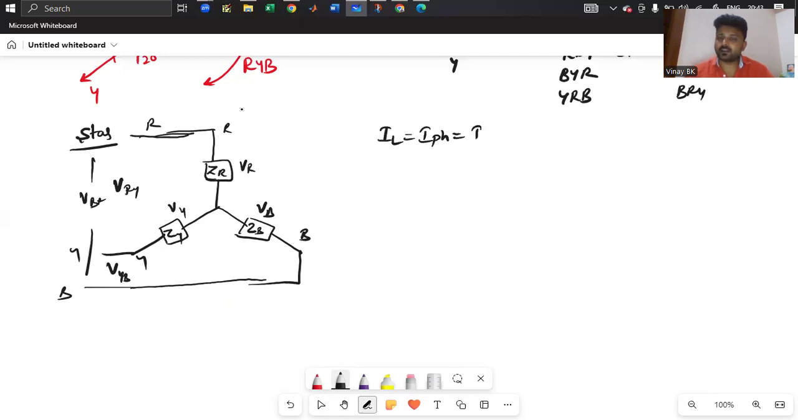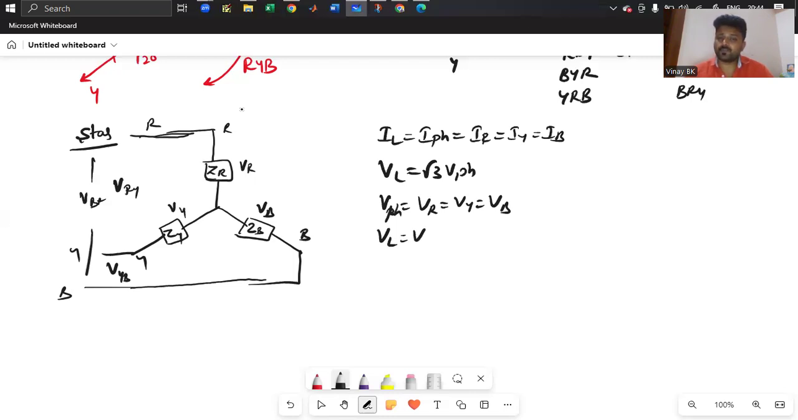That is nothing but IR is same as IY is same as IB if the supply is balanced. Similarly, line voltage is same as root 3 times of phase voltage. Therefore, these are the phase voltages VR, VY, VB, and line voltages are VRY, VYB, VBR. So based on this, you are writing the phasor diagram.